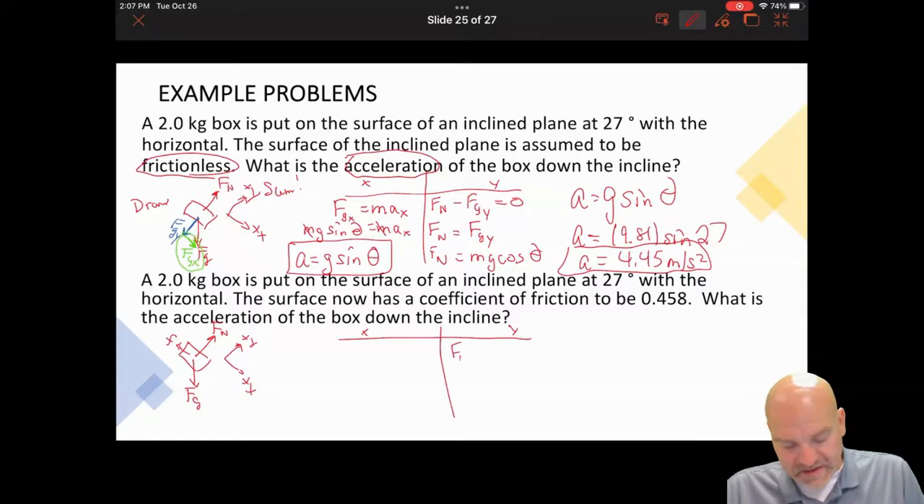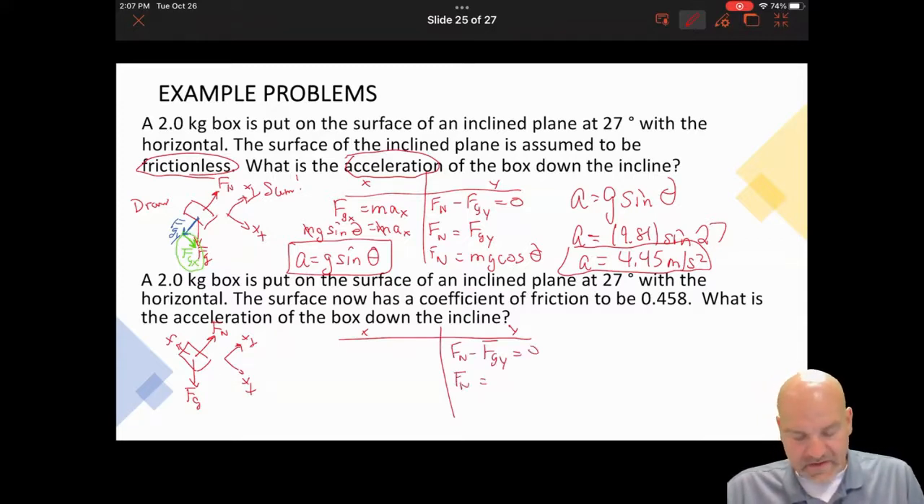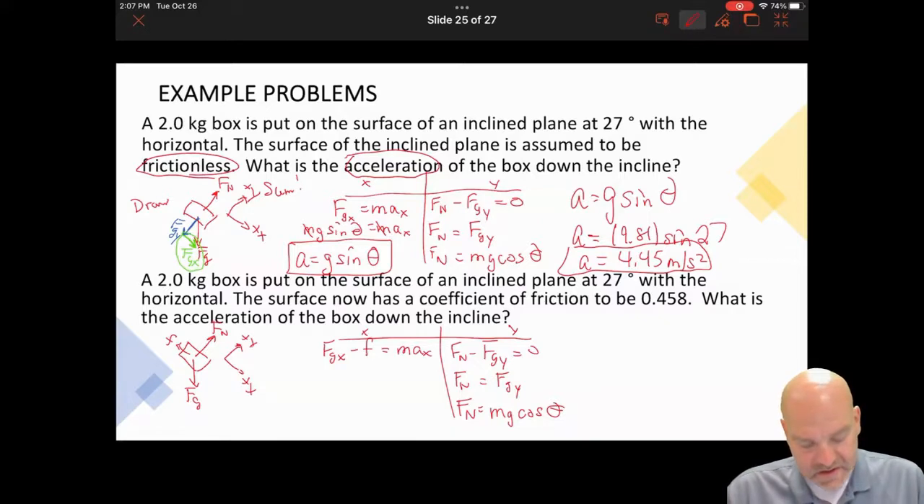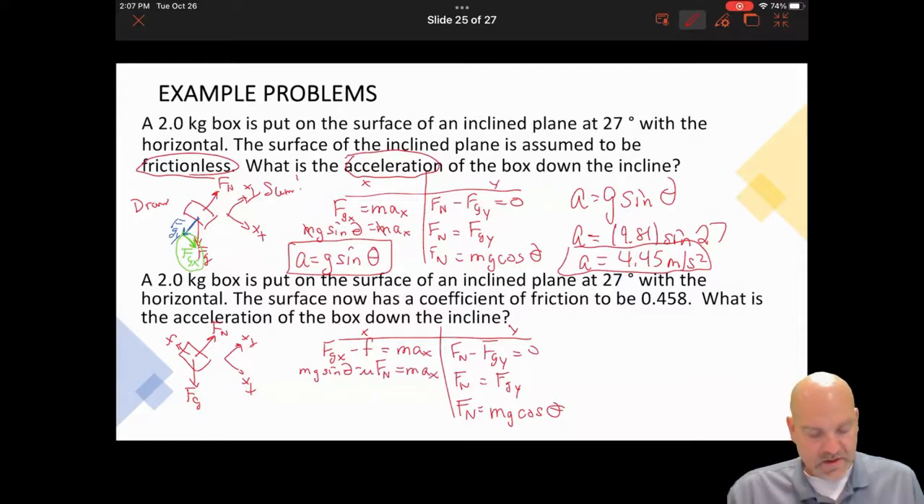So what happens is our y direction is going to end up being the same as the previous example. So we get Fn minus Fgy equals 0, which tells me Fn equals Fgy, which is going to be mg cosine theta. All right, now the x direction is going to be a little bit different because now we have friction involved, right? And so we're going to get Fgx minus f, which is our frictional force, equals max. And so it's going to be mg sine theta minus mu Fn. That was our formula for friction.